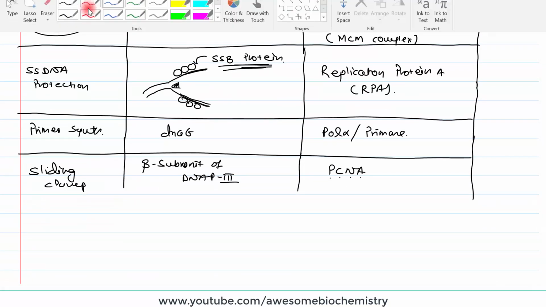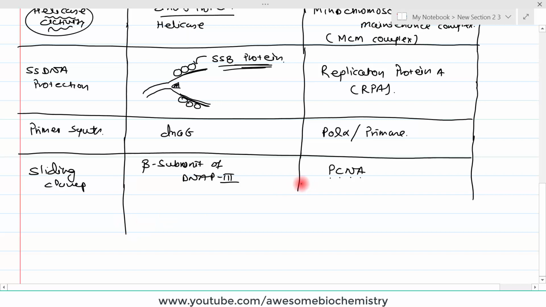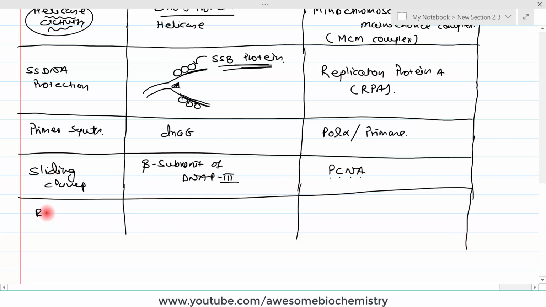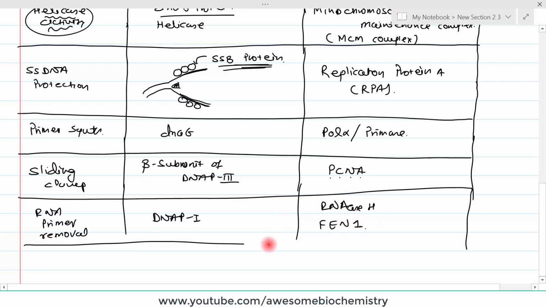So let's write down this last point, how RNA primers are removed, so that our table remains complete. RNA primer removal: in prokaryotes, we have the DNA polymerase 1 enzyme which can remove RNA primer. In eukaryotes, we have RNase H and flap endonuclease 1. These two enzymes remove RNA primer from eukaryotes.